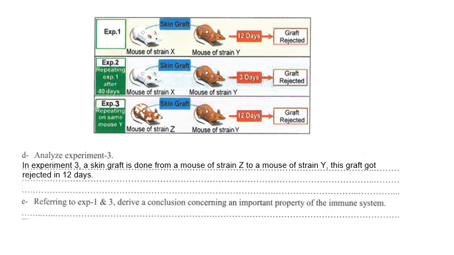Referring to experiments 1 and 3, derive a conclusion concerning an important property of the immune system. We conclude that the immune system is specific.